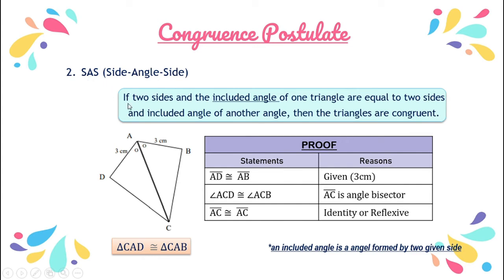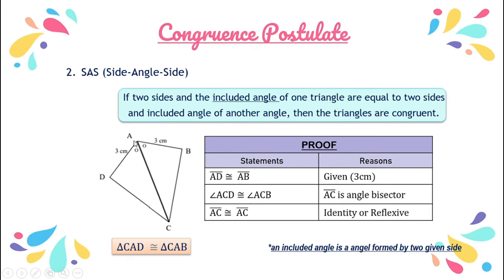The second method is SAS, side, angle, side. SAS states if 2 sides and the included angle of one triangle are equal to 2 sides and included angle of another triangle, then the triangles are congruent. What is the included angle? You can see in the corner. An included angle is an angle formed by 2 given sides.